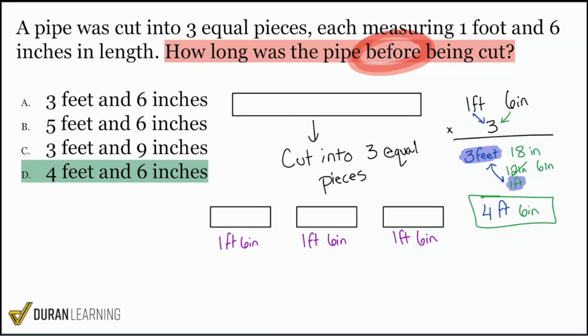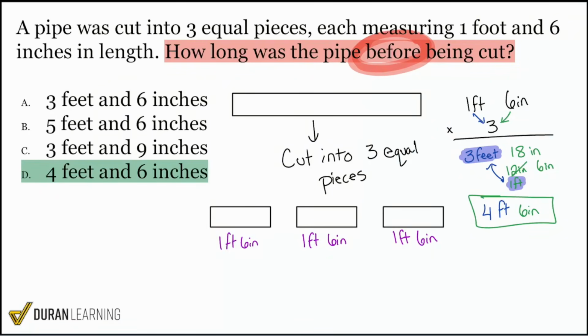So with that, everybody, how are we feeling? Are we ready for the next one? Yeah, and no worries if you're feeling a little lost. Let me just do a brief explanation again. So think about how the story is presented here, everybody. It says that the pipe was cut into 3 equal pieces, and each of those pieces was 1 foot, 6 inches. So think about how that said. After we divided by 3, we ended up getting 1 foot and 6 inches.